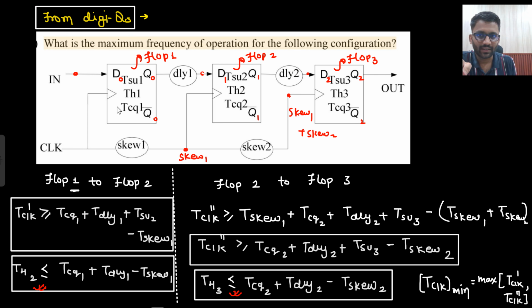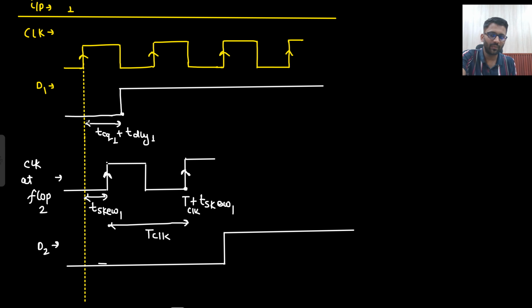But what Q0 will say? That sir, I will sample 1, but I need the delay of TCQ1. I need the time of TCQ1. So here I will receive the data after TCQ1 time. And if I am receiving the data here, that means I will receive the data after TCQ1 plus TDLY1 time. Okay, so I am directly writing the data at D1. So data at D1 will be TCQ1 plus TDLY1.